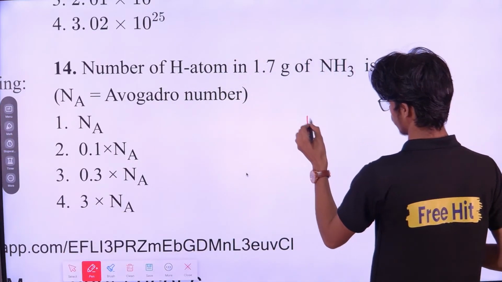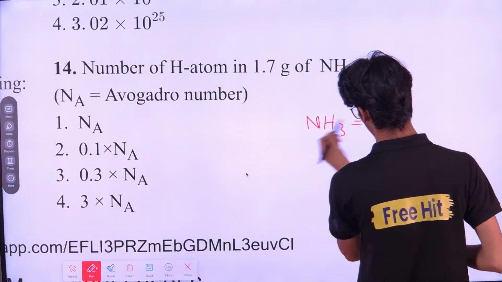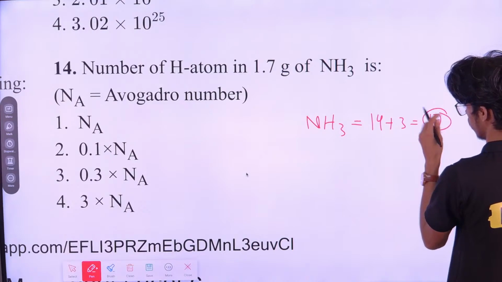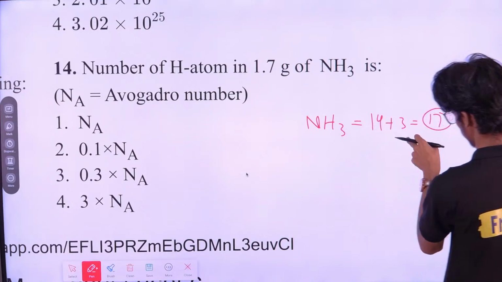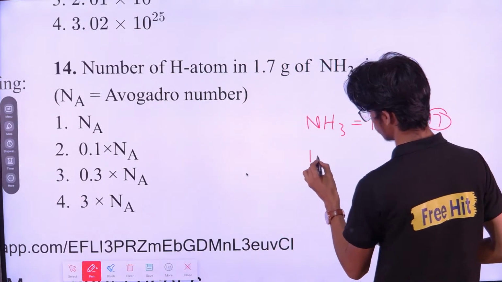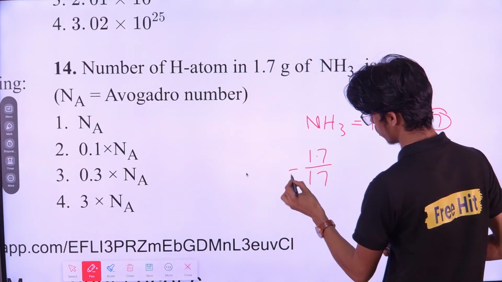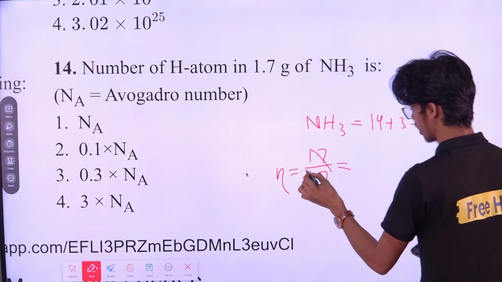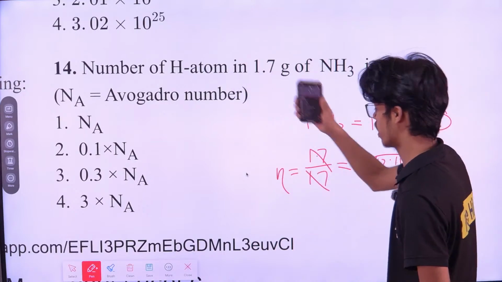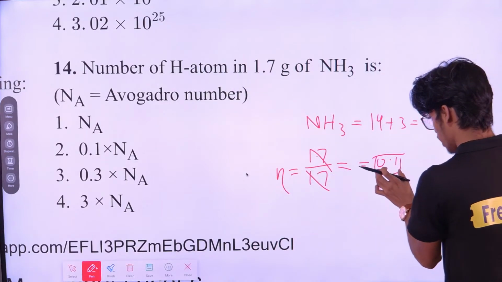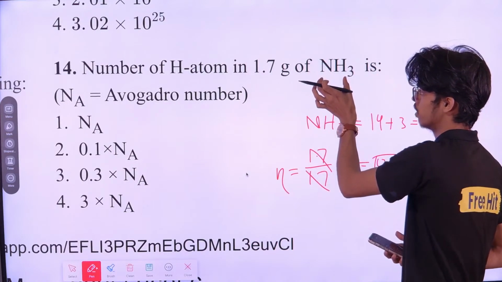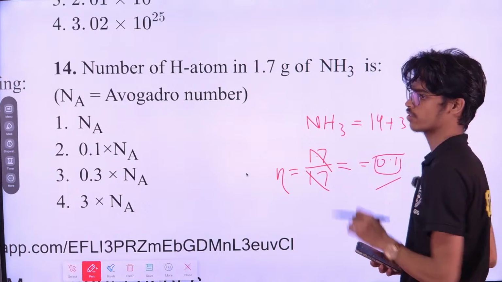What is the mass of ammonia? First of all, tell me. Sir, nitrogen is 14 and 3, that is 14 plus 3 is 17. Okay, 3 hydrogen atoms, 3 mass, 1 nitrogen, 14. So that is total 17. 1.7 gram is how much? Given mass upon molar mass is equal to the number of moles, and that is 0.1 moles. It is asking for the number of hydrogen atoms. See, this whole thing is 0.1 moles, but in this there are 3 hydrogen atoms.